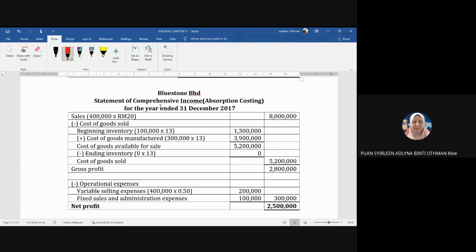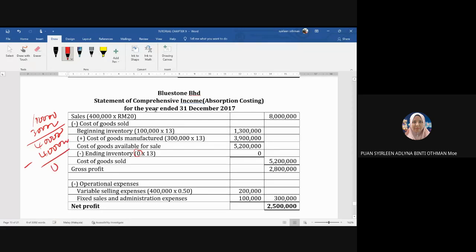Okay. Lepas tu your beginning inventory is 100,000. Okay. Lepas tu kita ada production of 300,000. Kita ada sales of 400,000. Okay. So ending inventory tu kosong. Kan? Sebab kamu ada 100,000 beginning. Kamu produce 300,000. So jumlah kat sini 400,000. And then you jual 400,000. Sebab tu ending inventory kosong, tak ada.